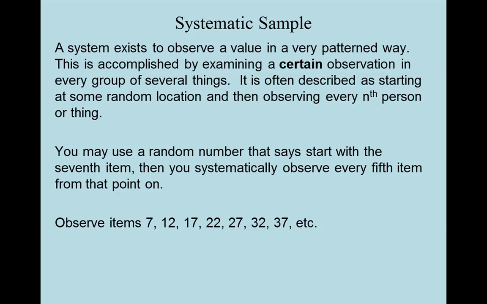You may use a random number that says start with the 7th item, then you systematically observe every 5th item from that point on. So observe items 7, 12, 17, 22, 27, 32, 37, and so on.